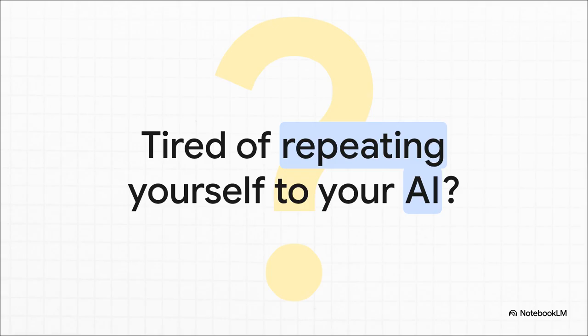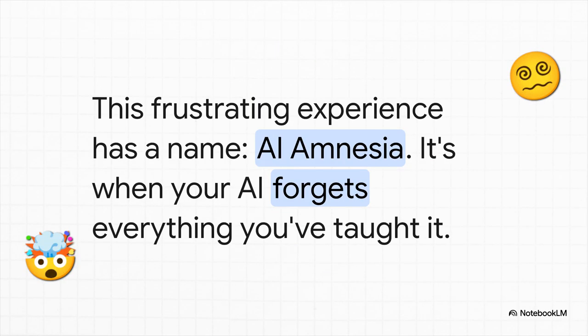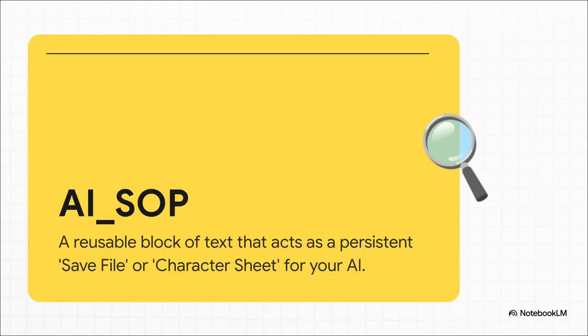It's honestly so frustrating. Well, that feeling actually has a name. It's called AI amnesia. And the good news is, we're not just going to sit here and complain about it, we are going to fix it. And the fix is something called an AI Standard Operating Procedure, or AI SOP for short. Now, the easiest way to think about this is like a save file for your AI. It's just a block of text you hand it at the start of every session, so it instantly remembers who it's supposed to be for you.